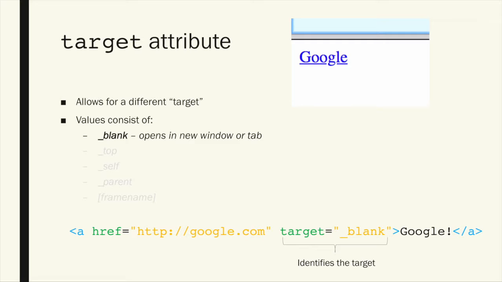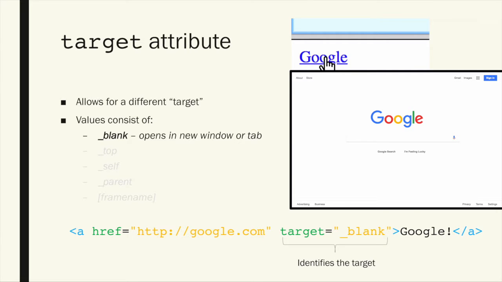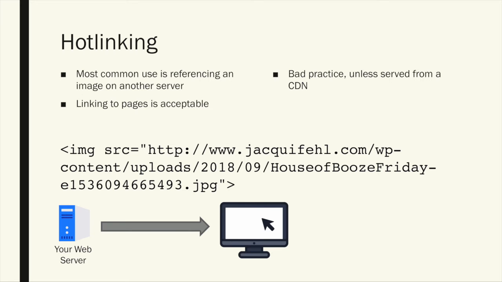So, as an example, we have this link on the right says Google. Let's take our mouse, click on it, and now we have a brand new window that has Google in it. Nice and easy, straightforward, right? Again, target only has one value at this point. It is underscore blank. Do not forget the underscore.